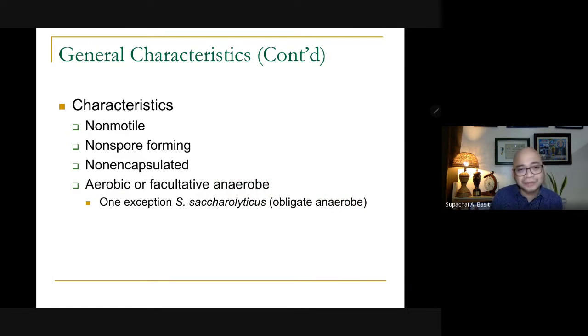As I've mentioned, they are non-motile because they do not have flagella. They are non-spore formers and they do not have any capsule. I've already mentioned that they are either aerobic or facultative anaerobic, except for Staphylococcus saccharolyticus, because this particular species is considered obligate anaerobic, meaning this species cannot survive in the presence of oxygen.